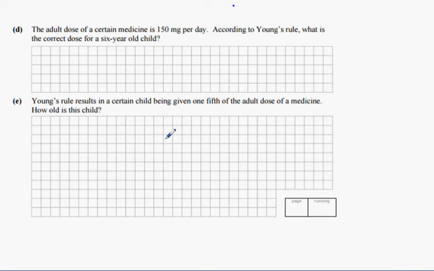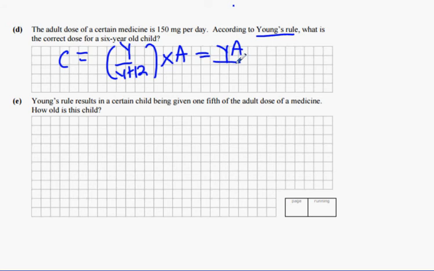Okay? So here's what we're going to do. It wants me to use Young's rule. So it says Young's rule here. Young's rule is C equals, I'll use the very first one, Y over Y plus 12 multiplied by A, which is the same thing as YA over Y plus 12. It wants me to use this rule.